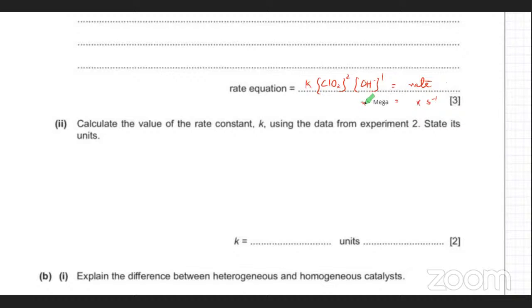Mole per dm cube into mole per dm cube squared is equal to K. So that would mean that x to the power 3 goes to the other side, and this would become x to the power minus 2, I think. So it's going to be x to the power minus 2, s minus 1, which would give you mole per dm cube to the power minus 2. So minus 2, and this would be 6, and this would be s minus 1.